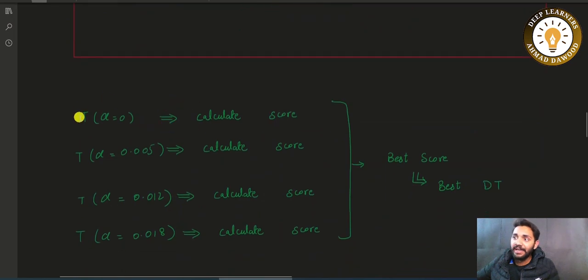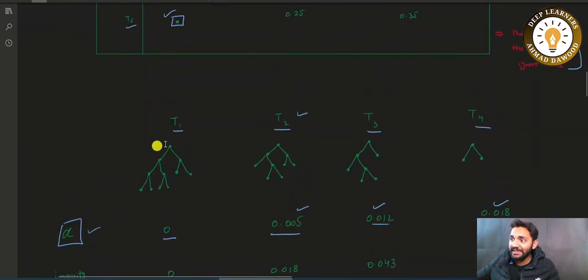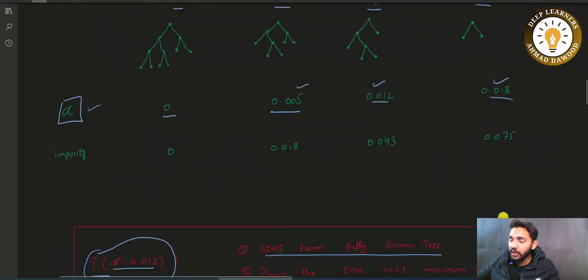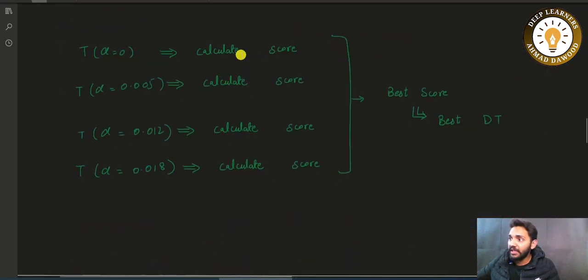And again you can get the trees, these same trees here, when you pass the alpha values. Then you will calculate the score on the testing data points, and whichever tree gives you the best score, you will consider that as the best decision tree. This is actually the process of post pruning.